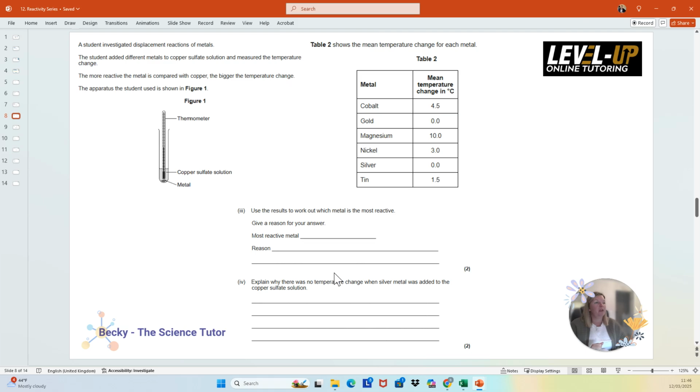So here we've got a set of displacement reactions and they've measured the temperature change for each metal. So use the results to work out which metal is the most reactive. That's going to be the one with the highest temperature change. So the most reactive metal is magnesium. Why? Because it has the highest temperature change.